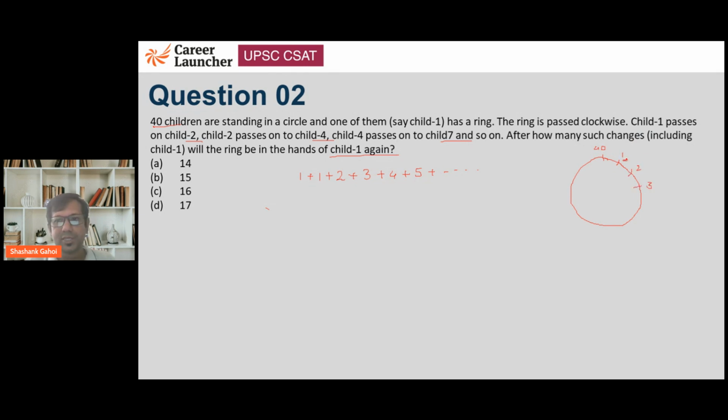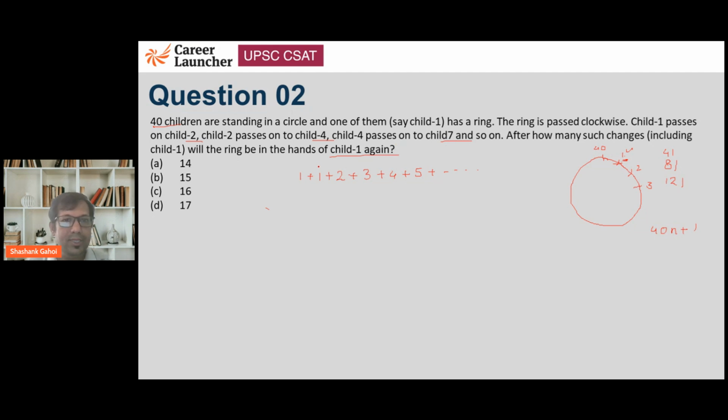So this is first. After 40, this child is going to be 41st. After 2 rounds, this child is going to be 81st. After 3 rounds, it is going to be the 121st child. So the ranking of this child can be given in the format of 40n plus 1. It can be the first, the 41st, the 81st, the 121st, the 161st, the 201st, and so on.